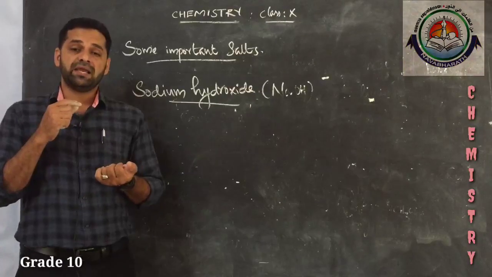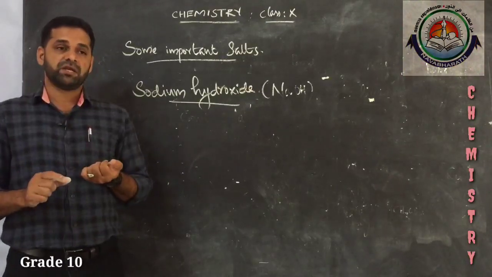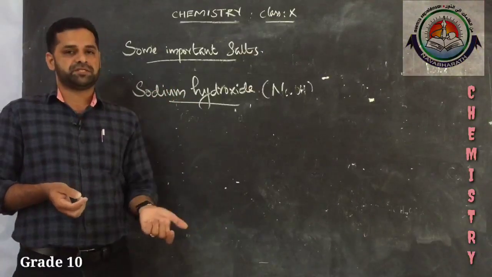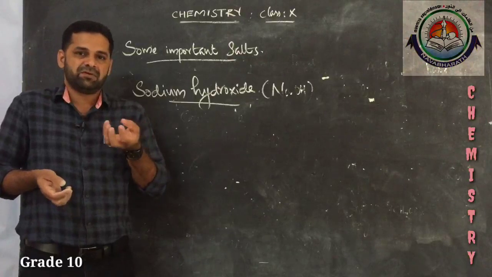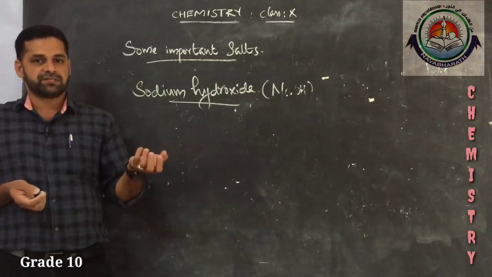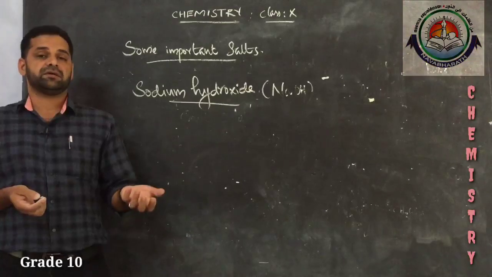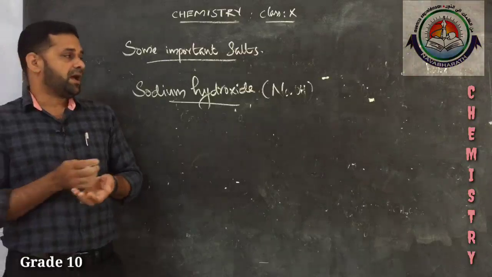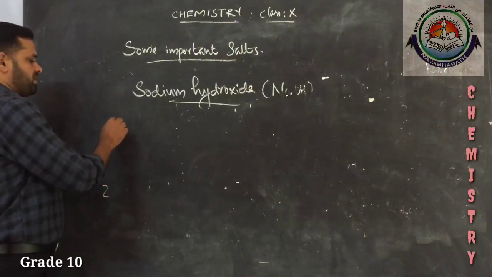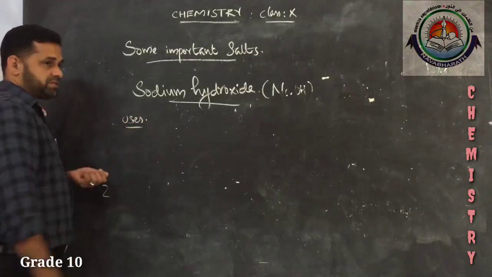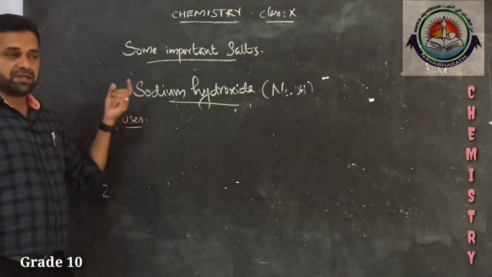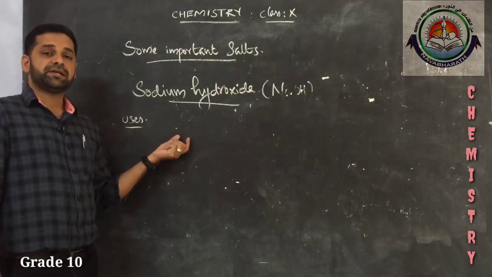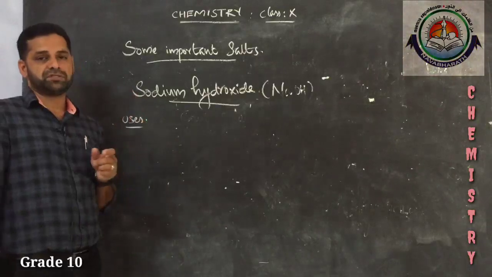Sodium hydroxide can conduct electricity in the aqueous state as well as in the molten state. When it is melted, in the molten state, it conducts electricity. In the aqueous state also it conducts electricity. So these are the properties of sodium hydroxide: it is highly corrosive, highly water soluble, and it conducts electricity in the aqueous as well as the molten state.